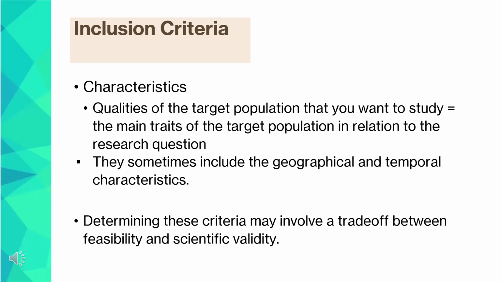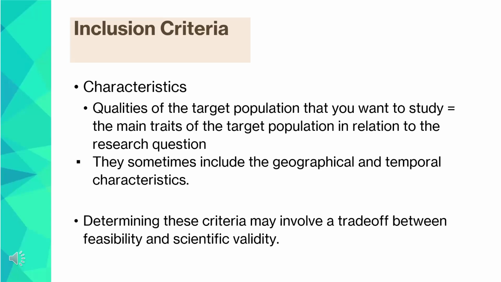like smoking. Are they smokers? Are they alcohol drinkers? And then sometimes the clinical or the medical history. Do they have other diseases? Do they take medications? So these are qualities or traits or factors present in the target population.